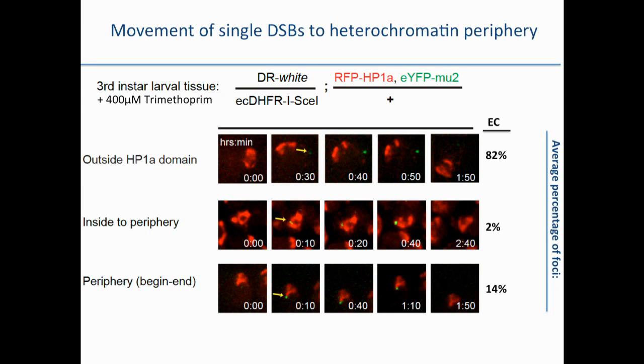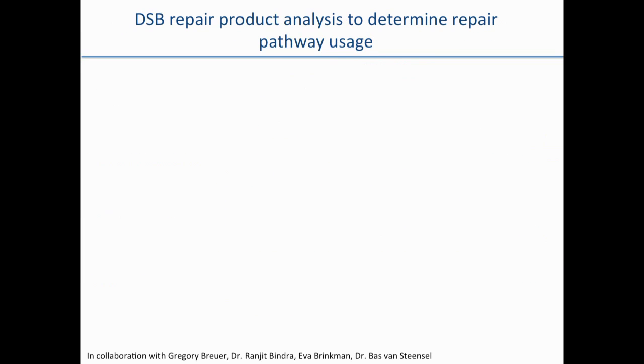So if we quantify this in a few euchromatic insertion sites of the DR-white integration, the majority comes up on the outside, 82%, which is what we expected. If we then look at heterochromatic insertion sites, there's much more of a spread, but we definitely see DNA damage foci coming up on the inside and moving to the periphery, and also a big chunk of them come up at the periphery and get resolved there. So we can indeed recapitulate movement to the heterochromatin periphery with single breaks in vivo.